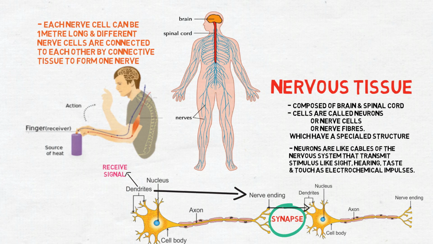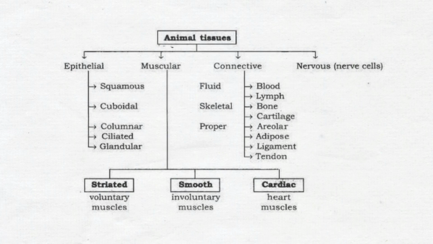This combination of nerve and muscle tissue is fundamental to most animals, and it helps in movement and locomotion. With this, we complete animal tissue.